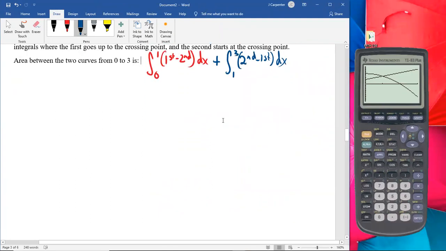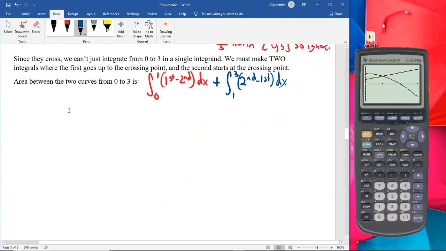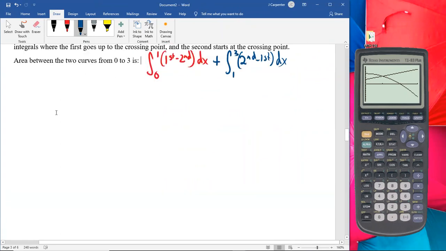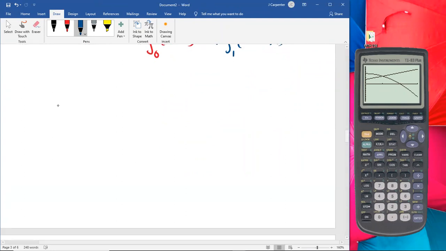Where do I want to put this? Trying to decide how much room I'm going to need for this. I think I can do it down here.